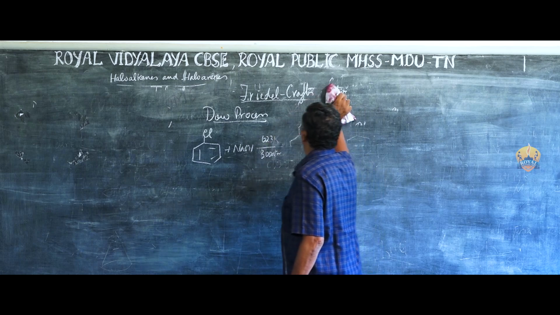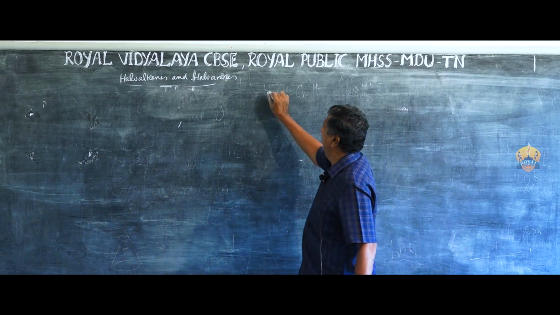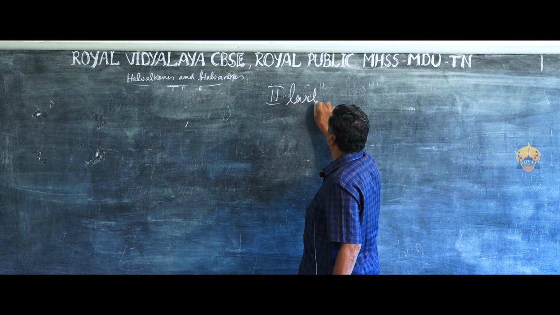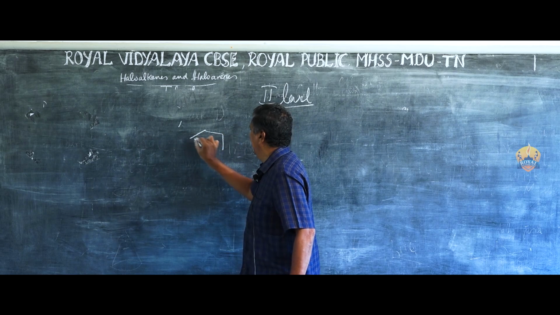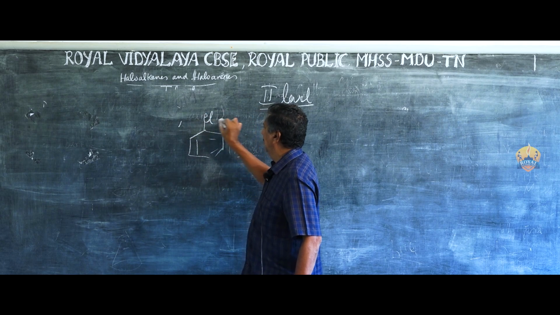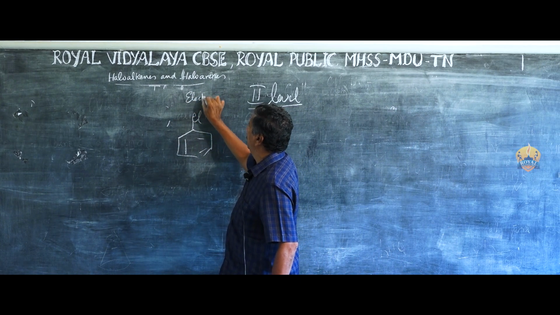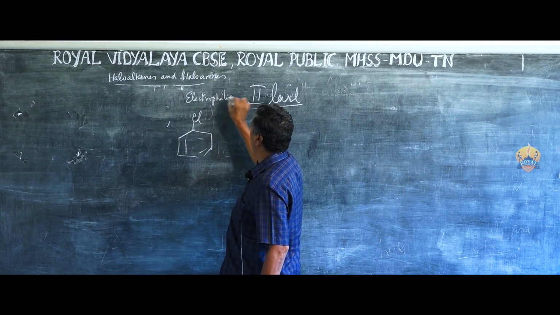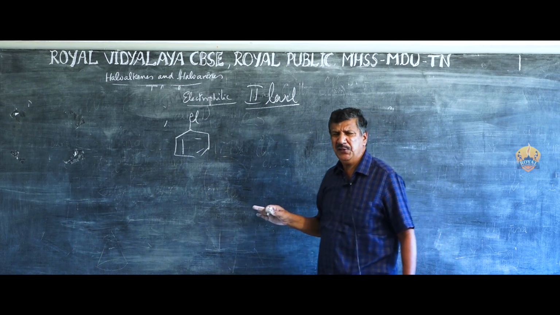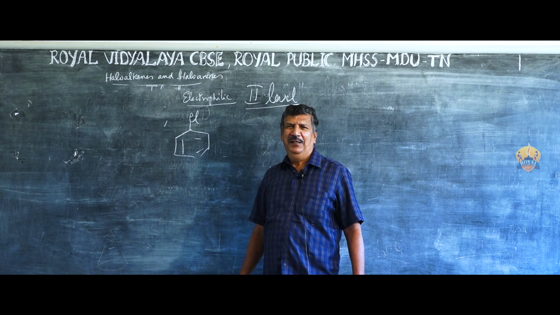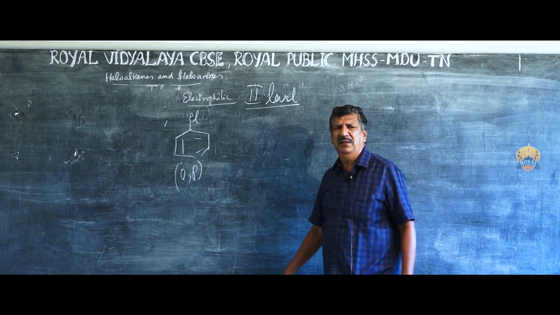Okay, now we are going into the second level. In the second level, the first one is chlorobenzene. When I write chlorobenzene, I am going to teach about electrophilic substitution. When I say electrophilic substitution, what should you understand? Sir, we should first know the directing group. Chlorobenzene belongs to ortho-para. That is very important.